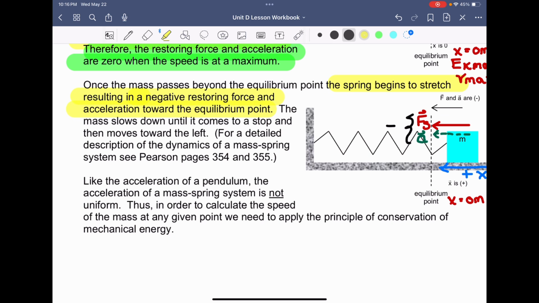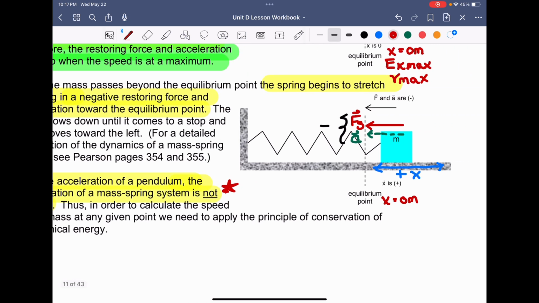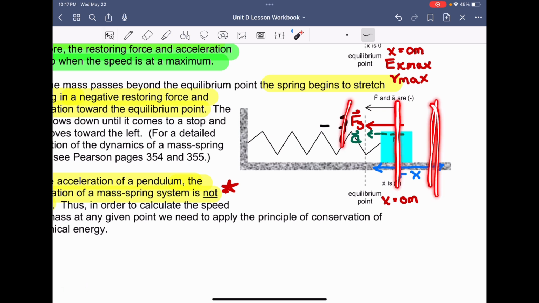And so when we look at this, just like the acceleration of a pendulum, the acceleration of the mass spring system is not uniform. I can't emphasize how important that is. When we talk about the acceleration at any given point on this spring or on a pendulum, it's always different. And so if I was to go to my diagram here, whether it's this position or this position or even this position or this position, all four of these have different acceleration measures.